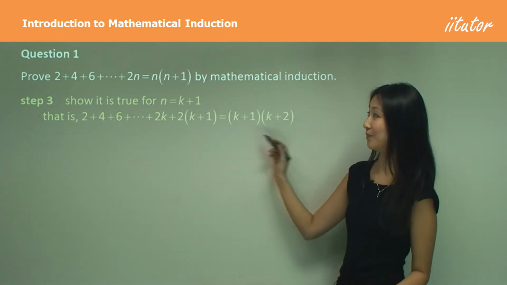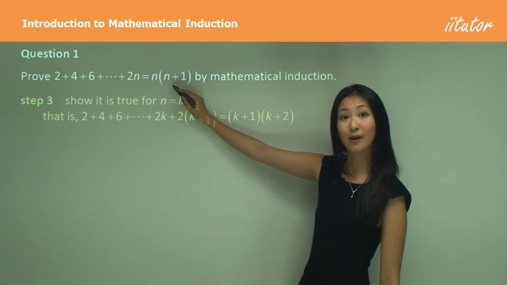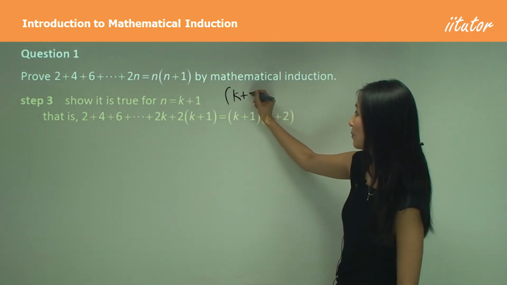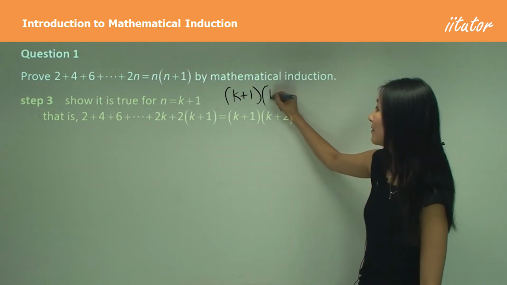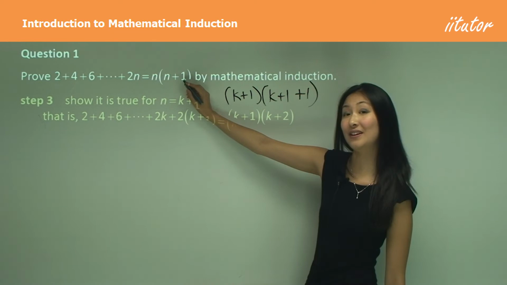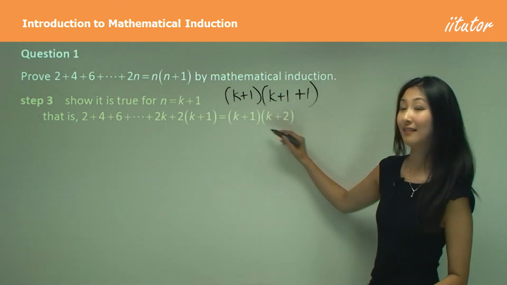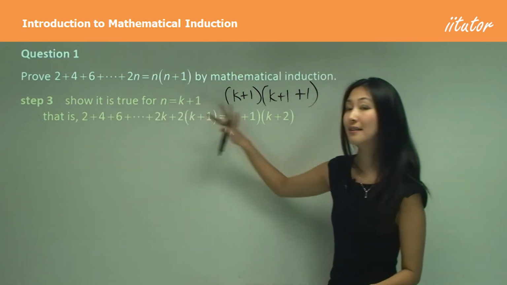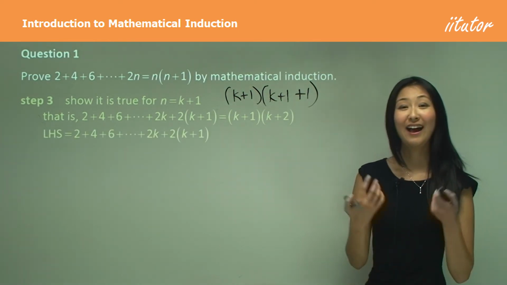And how do I get the right-hand side? Well, I'm just substituting k plus 1 into this equation here. So instead of n, I've written k plus 1. And instead of n plus 1, I have k plus 1 and then plus 1 again for this over here. And then summarizing that, we get (k plus 1)(k plus 2). Yeah? So we want to prove that this equals that. That's what we're doing. So how do we prove?